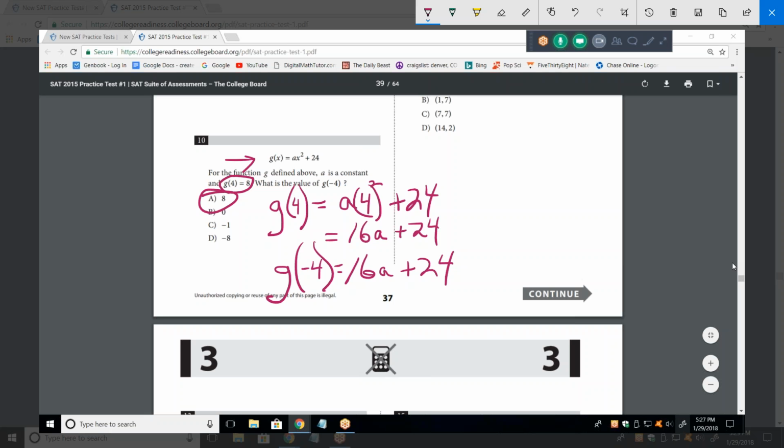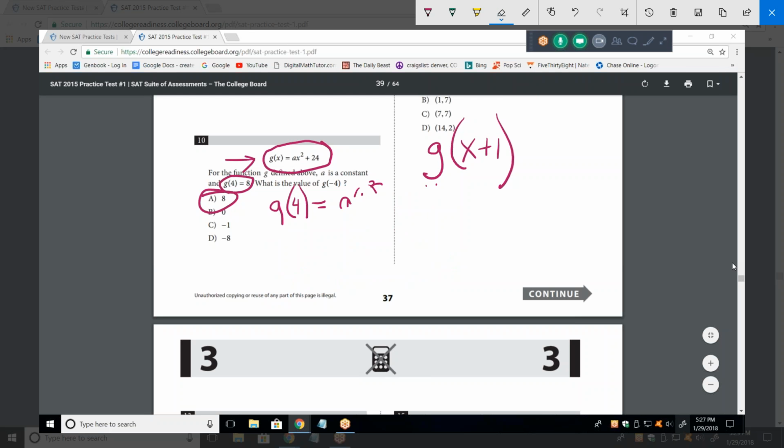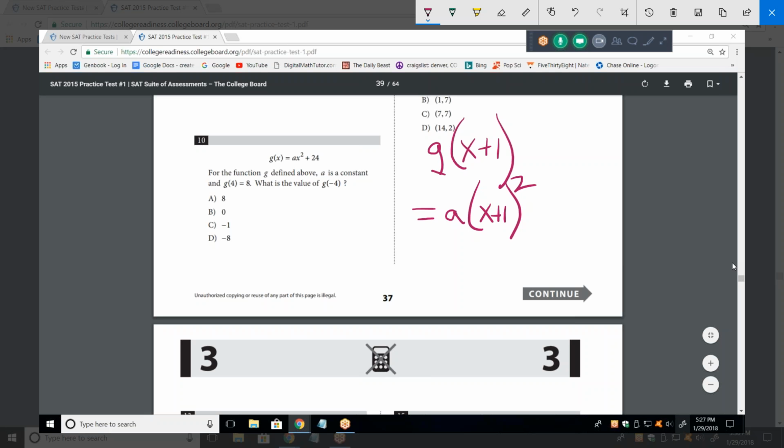So the key thing here is that when you are given a function, and then they ask you what is g of some number, you take whatever is in that and you substitute it for x. What if they said this? What's that mean? You would put x in for 1. No, you'd put x plus 1 in for x. Okay, so that would be a times x plus 1 squared instead of x squared plus 24.